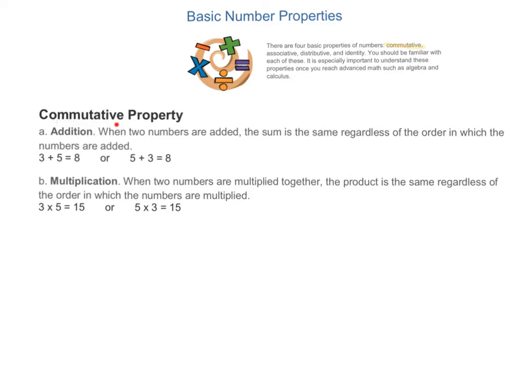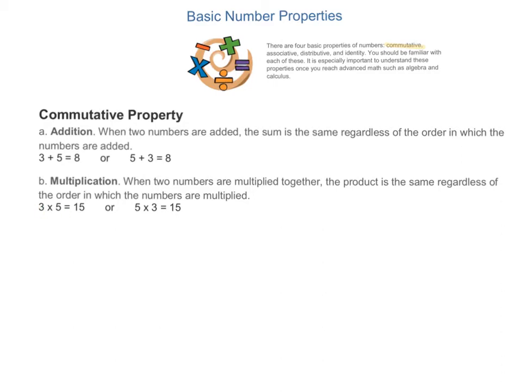So the commutative property applies in multiplication as well. In multiplication, when two numbers are multiplied together, the product, the answer to a multiplication question, is the same regardless of the order in which the numbers are multiplied. So it doesn't matter if you write 3 times 5 or 5 times 3. Same concept, both equal 15.